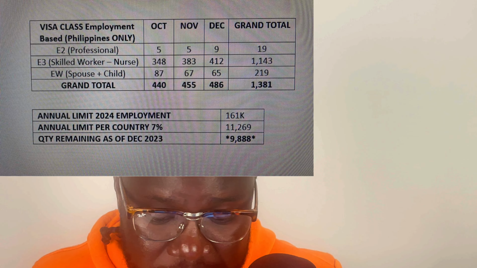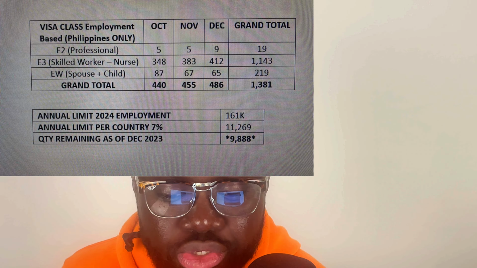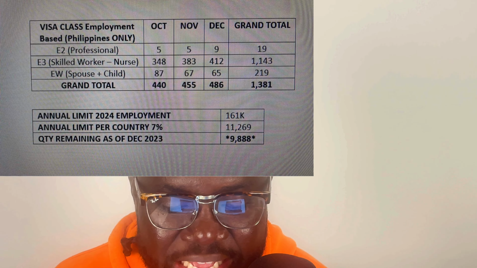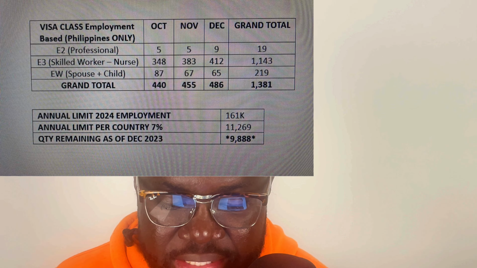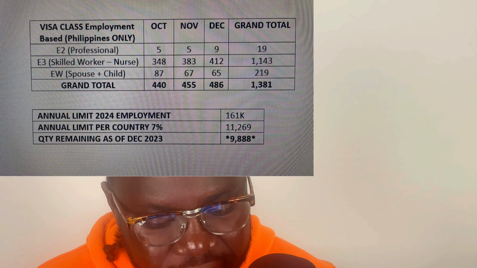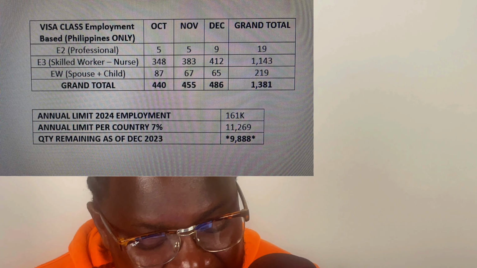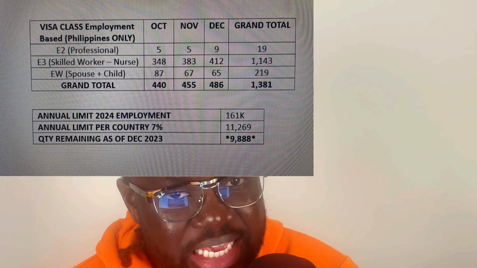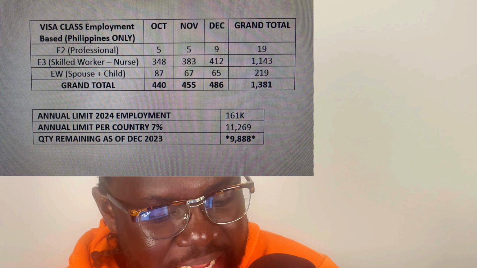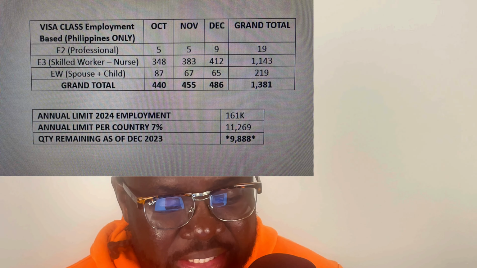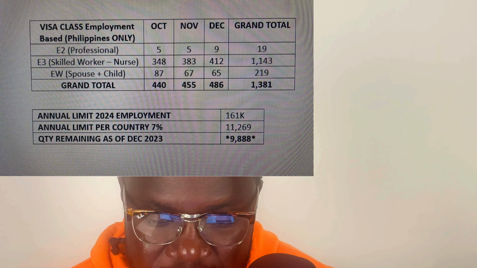Now, mind you, they've already issued out 1,381 visas as at December 2023. So they have a remaining 9,888 visas to issue out to Filipinos who fall under the employment-based category. This is why I said the per country limit plays a role here.